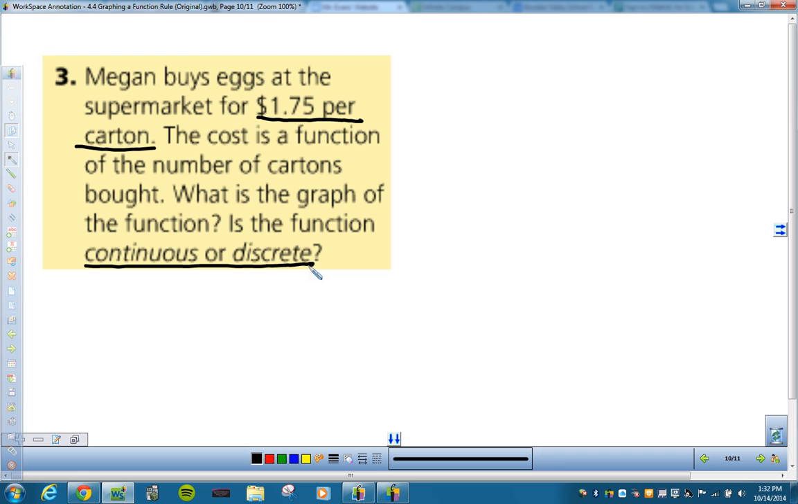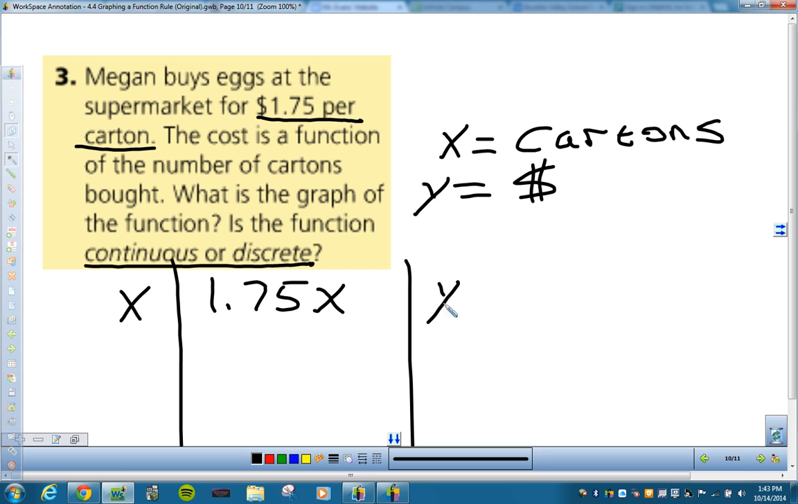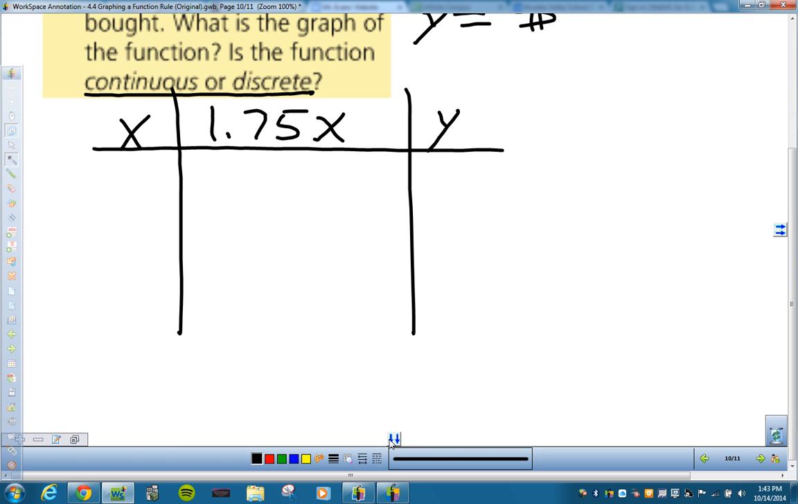So we are going to do C for carton. Or that's not good. Let's use X and Y. We'll call X carton. And Y is going to be the cost. Okay? So we're going to make our XY table. So what's the easiest number to plug in? Always, always, always? 0. So it's going to help us on the graph, right? You're not going to go in and buy 0 cartons. Yeah, I guess you could. Besides, you don't want eggs. Let's do 0, 1, 2, and 3.